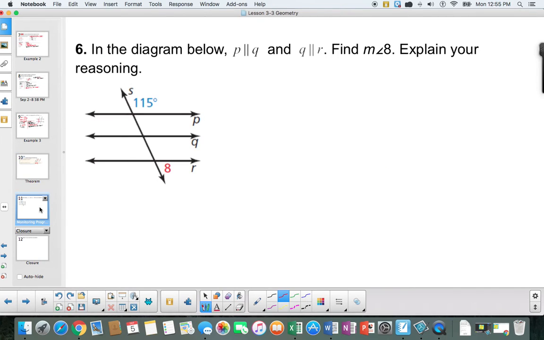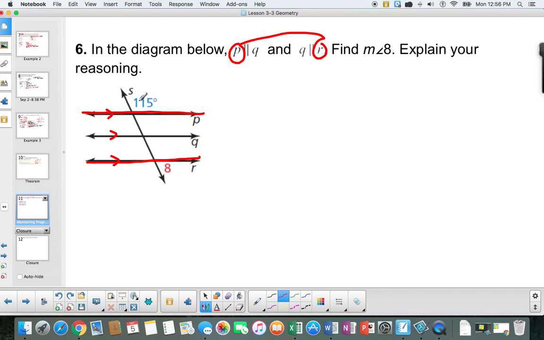Okay, in this diagram we have some parallel lines. We know that this line is parallel to this line, and we know that Q is also parallel to R, so they're all parallel to each other. And we'd like to be able to find angle 8. So since all of these are parallel to each other, I know that P and R are parallel to each other. P is parallel to R, by this transitive property I just talked about.